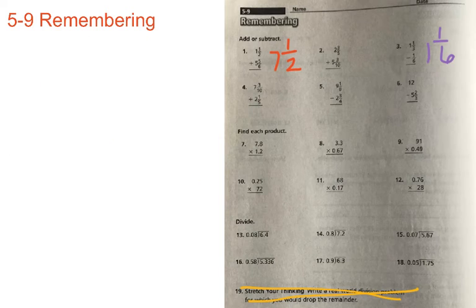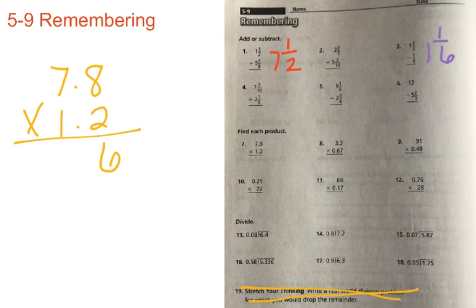We're going to go ahead and move down to finding the product. Remember, find the product means multiply, and here we're working with decimals, and we've been doing a lot of this practice. So number 7, we have 7 and 8/10, and we're multiplying that by 1 and 2/10. When we're multiplying with decimals, we ignore the decimal until after we've completed our multiplication. 2 times 8 is equal to 16. Put down your 6, carry your 1. 2 times 7 is equal to 14, plus 1 is equal to 15.